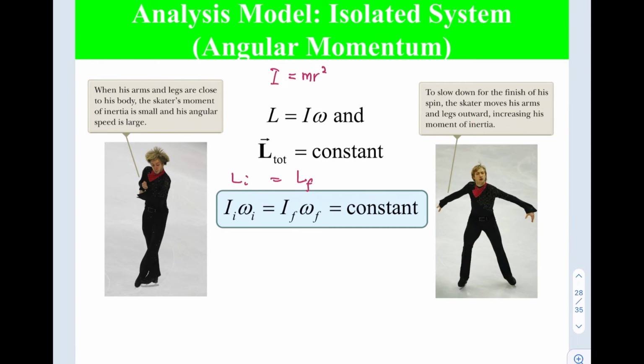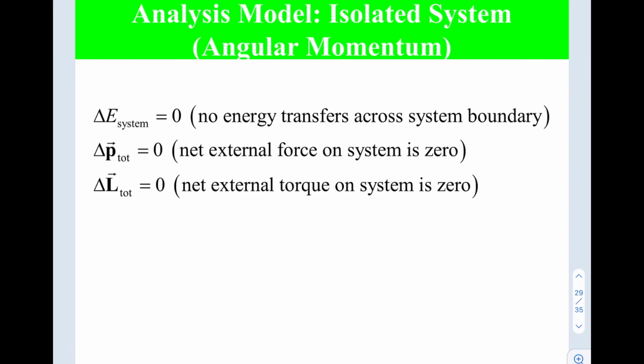To slow down for the finish of his spin, the skater moves his arms and legs outward. What will happen when the legs and his arms go outwards? The R will be increasing. Consequently, the I also will be increasing. If the I is increased, the omega is going to be decreased. So the skater is going to be slowed down. Based on this concept, conservation of angular momentum.